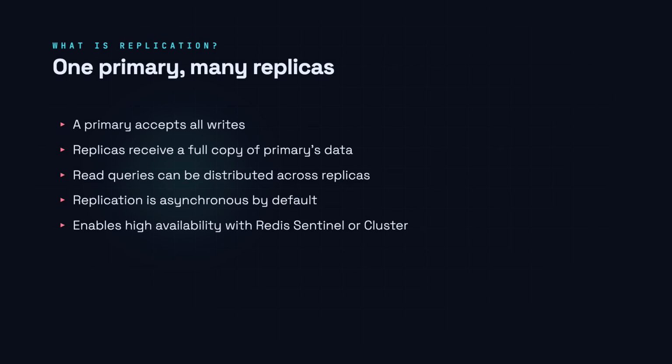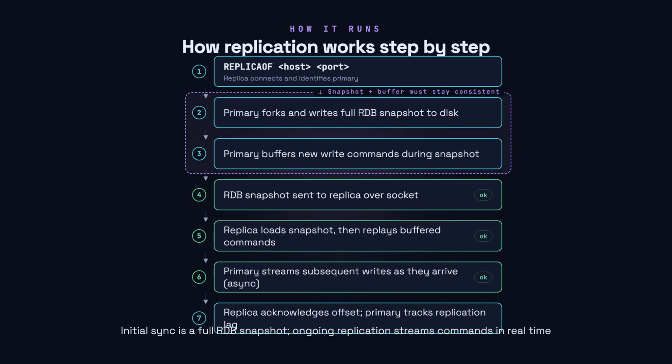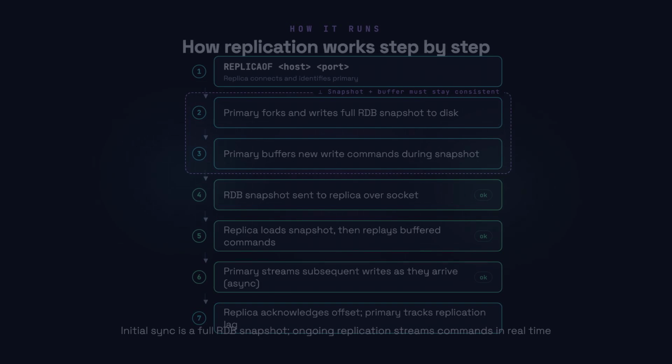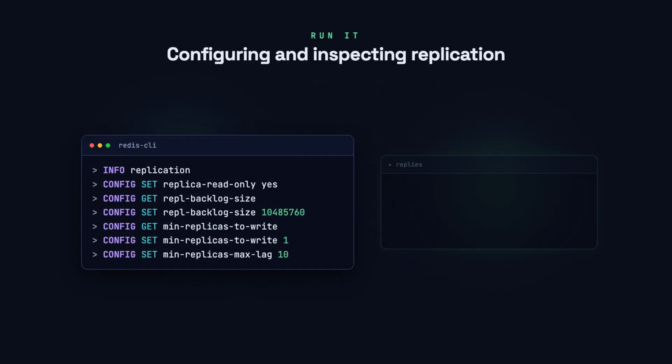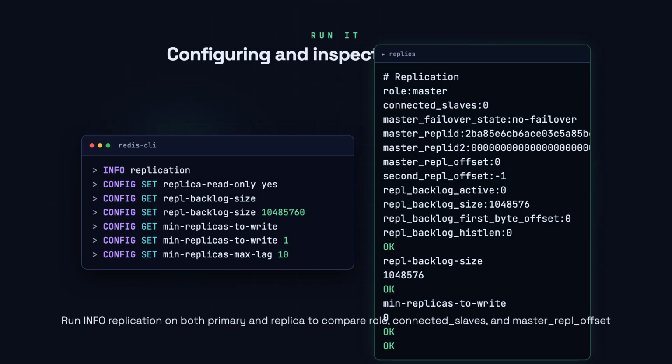primary fails. When a replica first connects, the primary forks to produce an RDB snapshot while buffering live writes. Once the snapshot is delivered and loaded, the replica replays the buffer and then receives a continuous stream of commands, all asynchronously. Use info replication to see whether a node is a primary or replica, and to check its replication offset and lag. Setting min-replicas-to-write to 1 means the primary will refuse writes unless at least one replica is caught up, trading availability for durability.